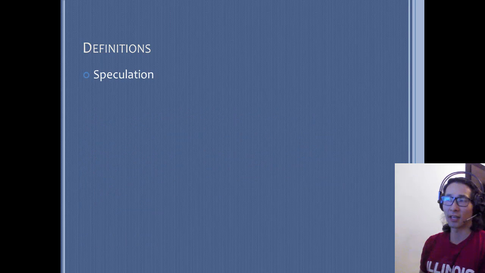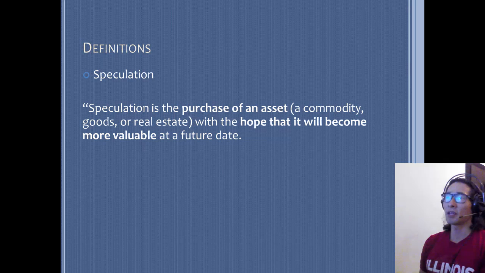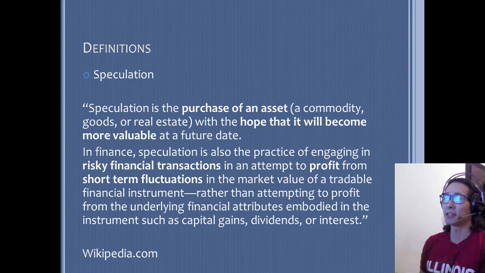Next, speculation. Again, the Wikipedia definition. Speculation is the purchase of an asset, a commodity, goods, or real estate with the hope that it will become more valuable at a future date. In finance, speculation is also the practice of engaging in risky financial transactions in an attempt to profit from short-term fluctuations in the market value of a tradable financial instrument, rather than attempting to profit from the underlying financial attributes embodied in the instrument, such as capital gains, dividends, or interest.